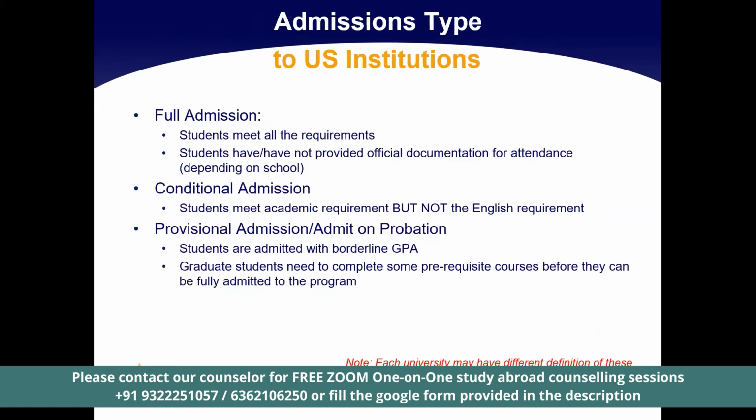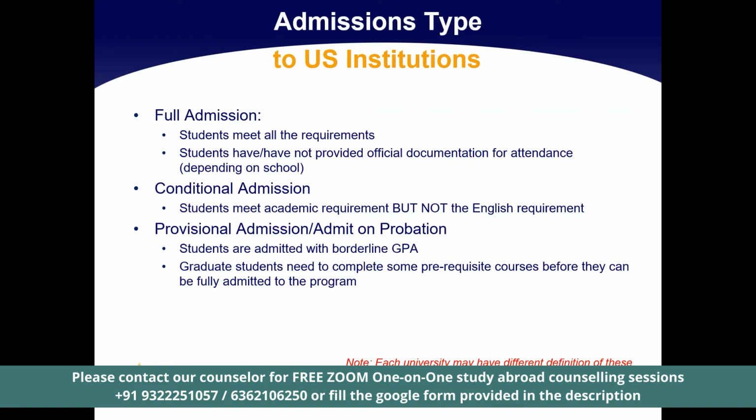So admission to the US university, there are different types of admission. There's full admission, conditional admission, and provisional admission. Remember that the terms I'm using here are based on my institution as an example, and these are the terms we use at our institution. Other universities may have different terms that they use, okay? So full admission means that you meet all of the requirements, GPA, English requirement.